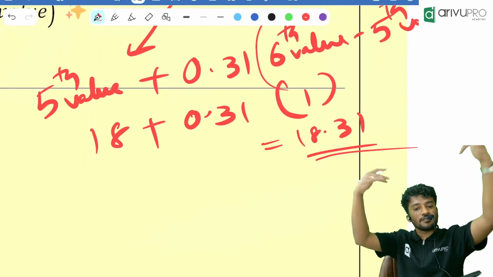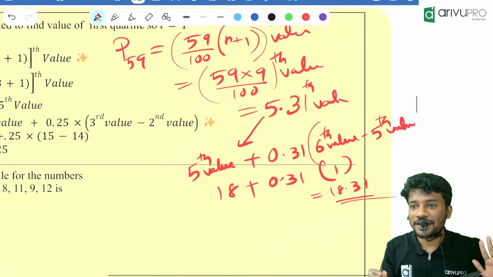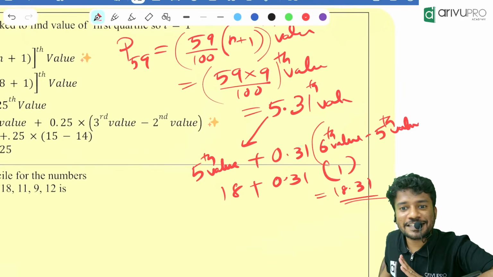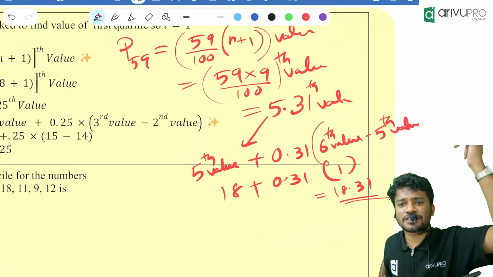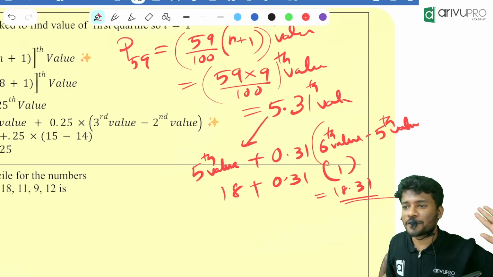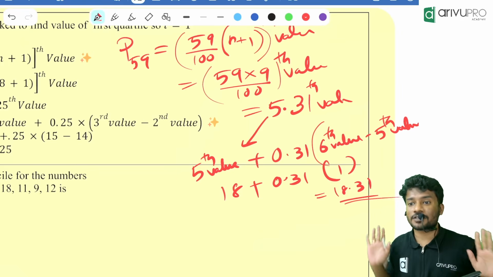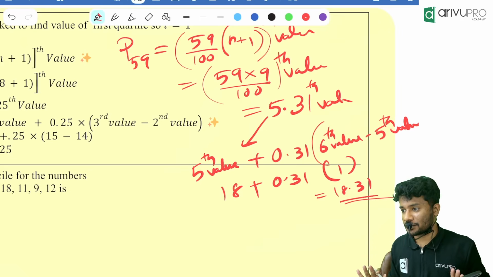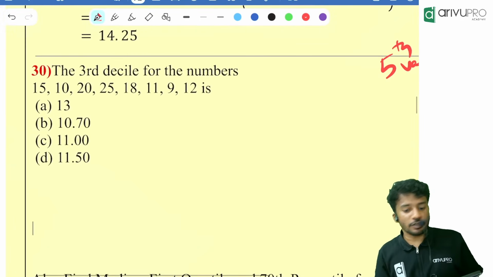18.31 is the 50th percentile, or whatever percentile you asked. So can you find any answers? Whatever may be the question, you will be able to find the answer like this, because the approach is the same. You are not changing the approach. That's why I merged everything together into a single concept, so that you will never forget this.